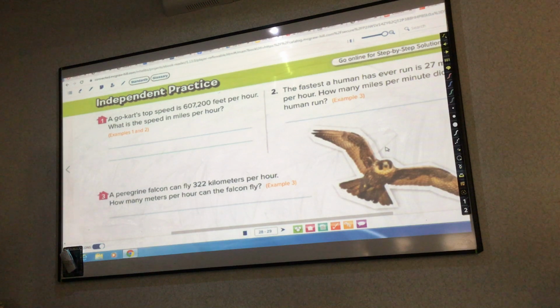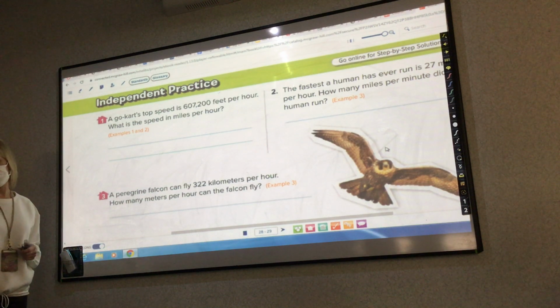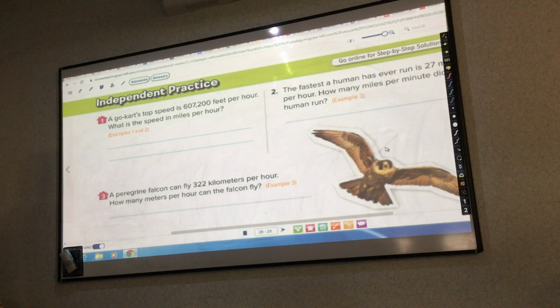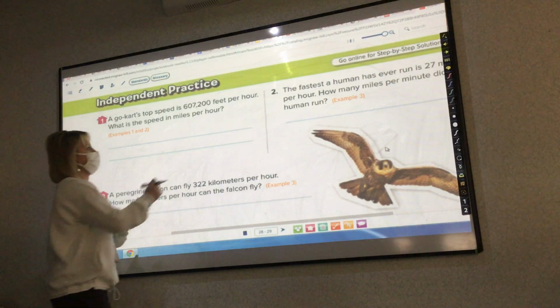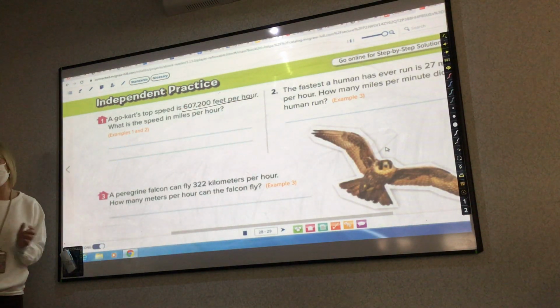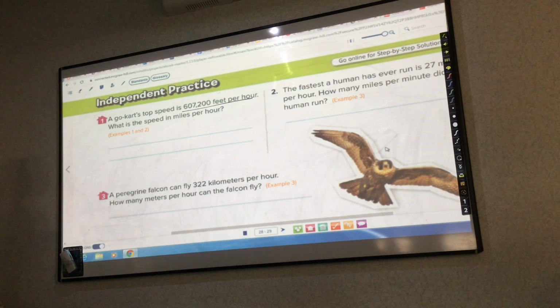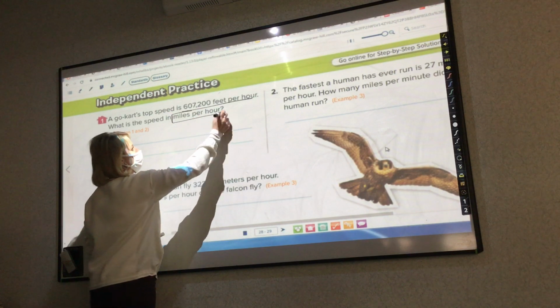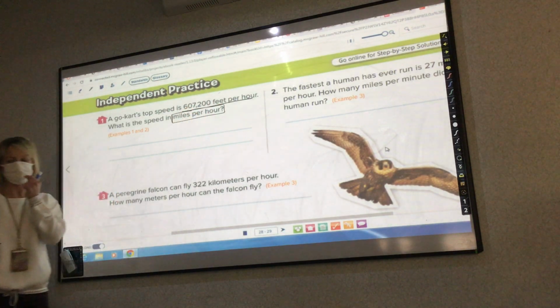Converting rates. As I said yesterday, it's really important when you read the problems that you underline what you start with and put a box around what you end with. So it says a go-kart's top speed is 607,200 feet per hour. That's what I'm starting with, so I'm going to underline that. If you didn't, you better be doing it. What is the speed in miles per hour? This is what I want it to end up as, miles per hour.